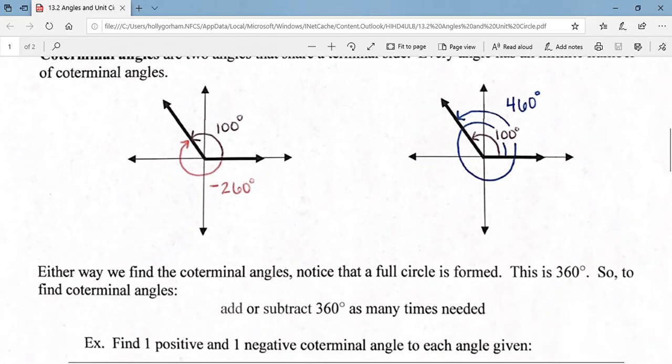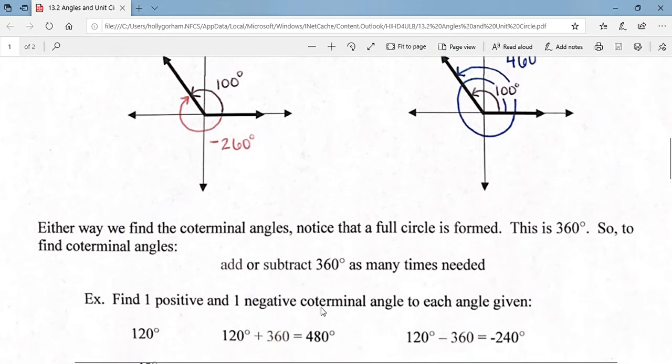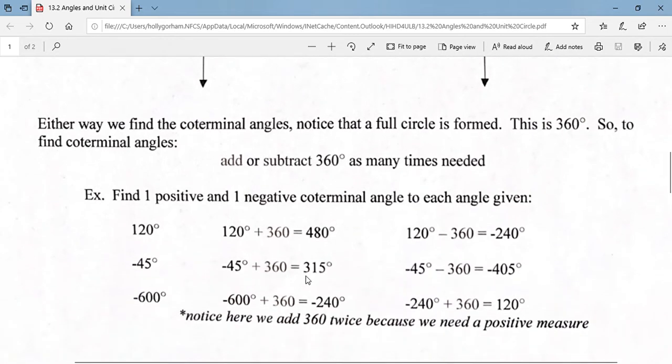Now, what that does is it tells us a way that we can find coterminal angles, and the way that we do that is you can either add or subtract 360 as many times as you need to. That's why there's an infinite number of coterminal angles, and all of you could give me different coterminal angles and still be correct. So specifically, if I were to say to you, find one positive and one negative coterminal angle to each angle given, let's say I start you off with 120 degrees. To find a positive coterminal angle, I would need to add 360. That would put me at 480. To find a negative, I would need to take 120 and subtract 360. That would put me at negative 240.